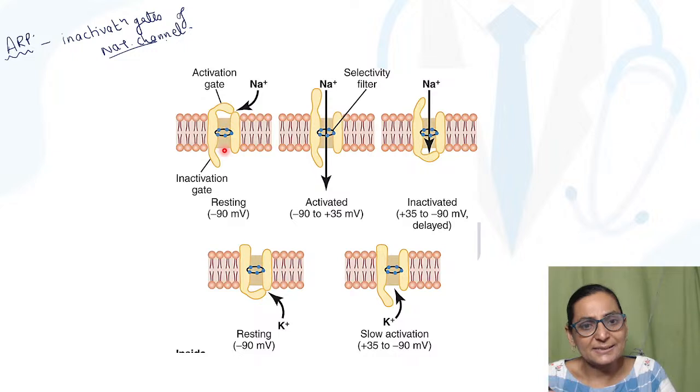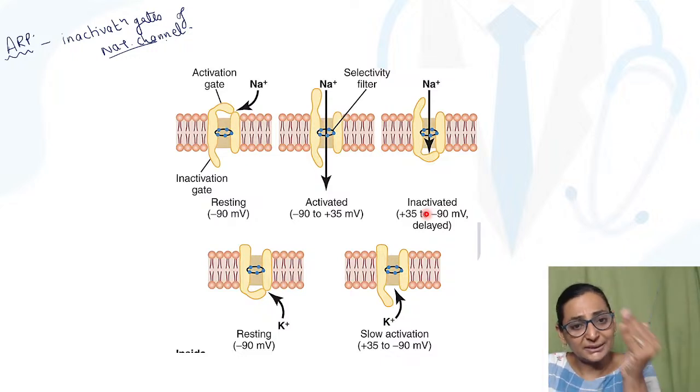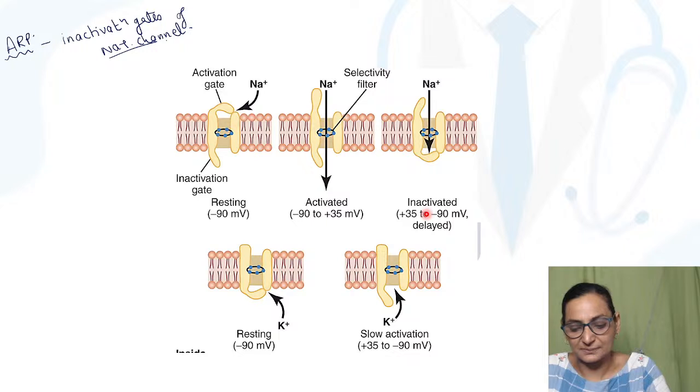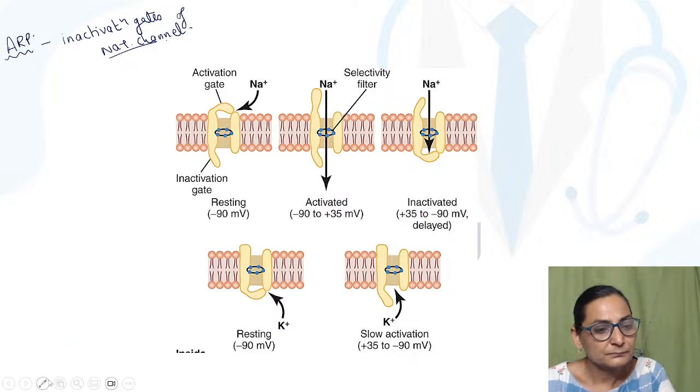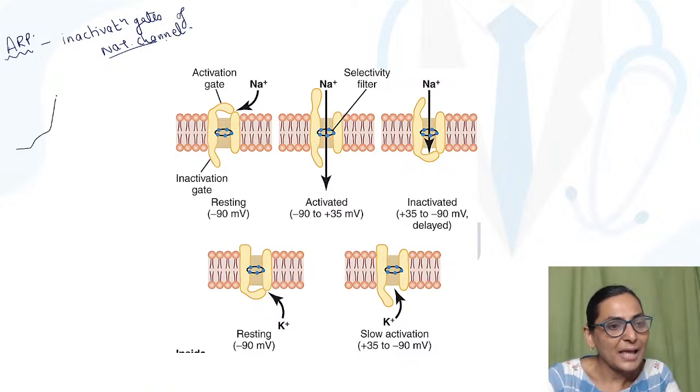Now this gate exists in three forms or three states. Resting state, that means when the membrane has got a polarized resting membrane potential -90. Activated state between -90 to +35, and inactivated state between +35 to -90. So it is showing three phases. Now, this is your action potential. We'll consider like this. So we begin from this point where it was -90 millivolts.